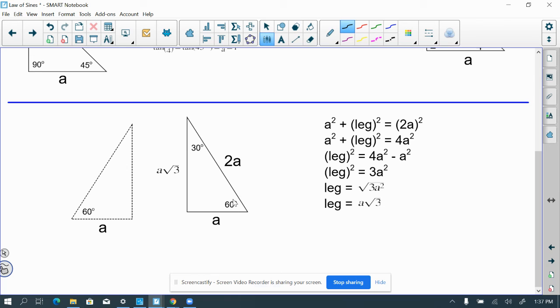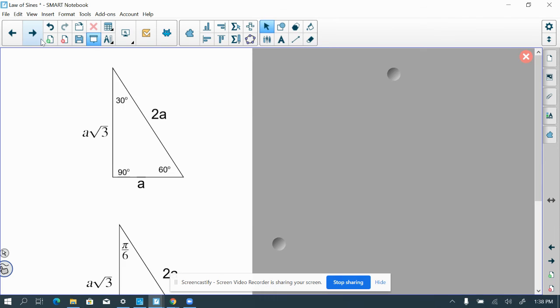Now, what's the sine of 60? Sine of 60 is opposite over hypotenuse. So the sine of 60 would be a rad 3 over 2a. The a's would cancel out, leaving you with rad 3 over 2. In fact, here they all are. You've got 30, 60, 90, a rad 3, 2a.